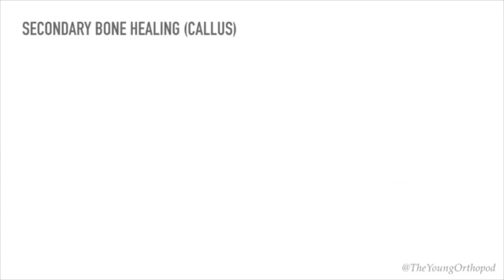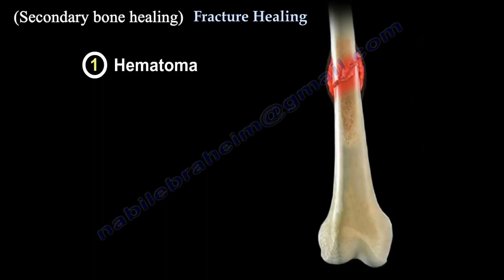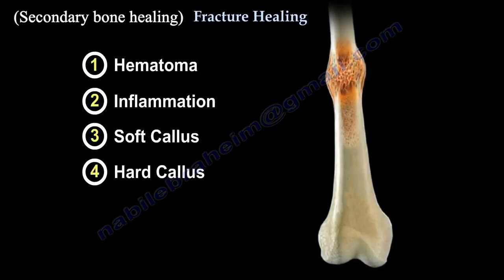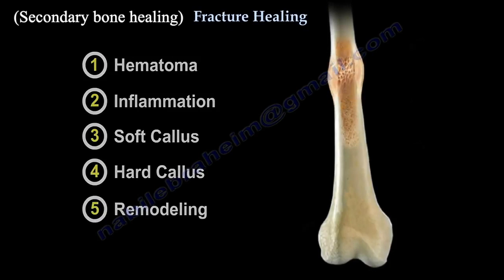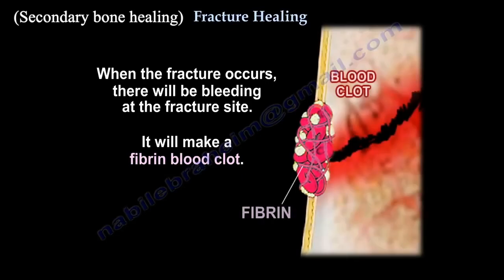Secondary bone healing is the natural form of healing in tubular bones. Under most circumstances, there is some movement at the fracture site and bone heals with a callus in 5 overlapping phases. The stages are hematoma, inflammation, soft callus, hard callus, and remodeling. When the fracture occurs, there will be bleeding at the fracture site. It will make a fibrin blood clot.